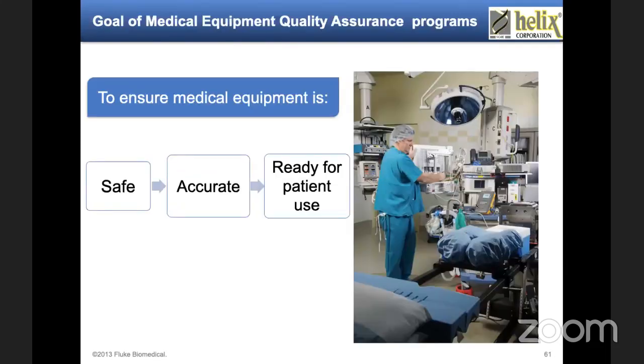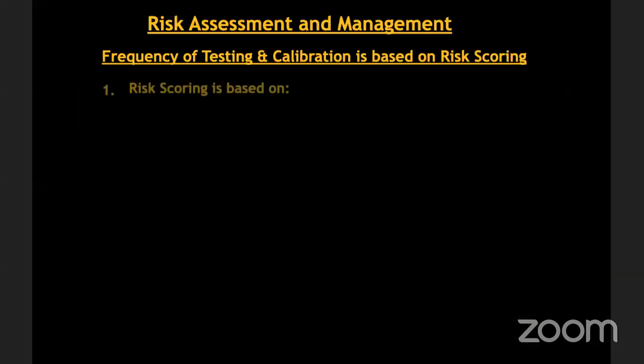What is the purpose of the medical equipment quality management program? First of all, the equipment should be safe. It should be safe for the patient and safe for the user. It should not transmit any electricity to the patient, and the doctor who is touching the machine also should not get any shock. This is the safety. Accuracy: the performance of the machine should be accurate and precise so that it is ready for patient use. Without safety, without accuracy, no equipment should be used on a patient.